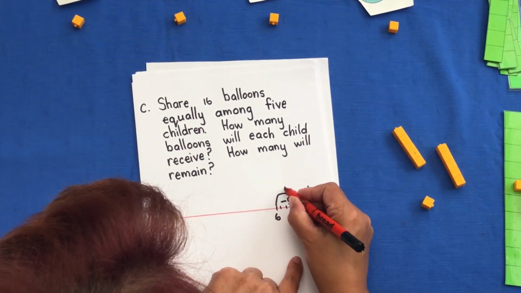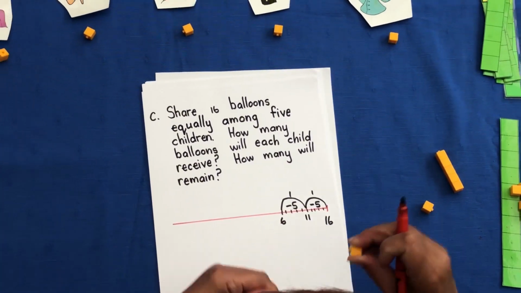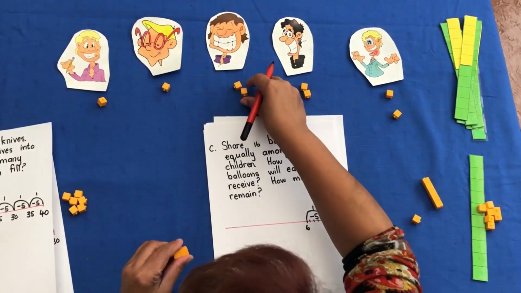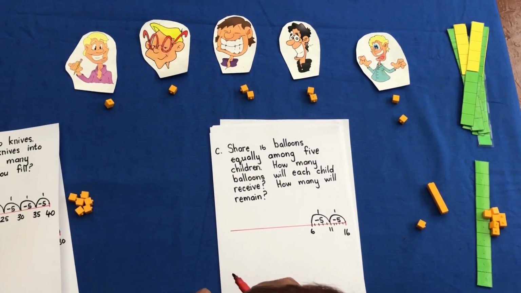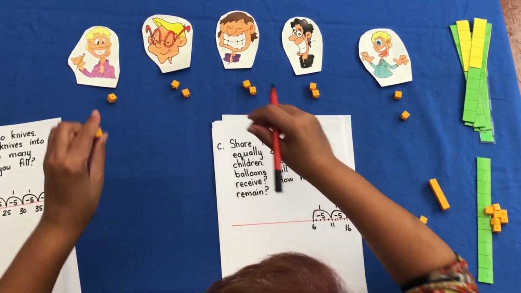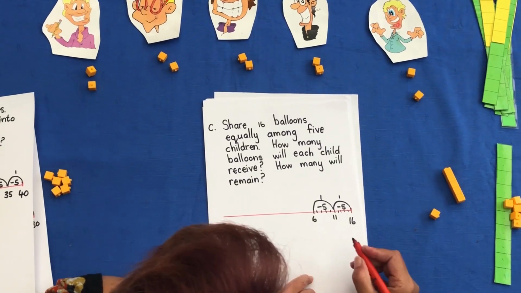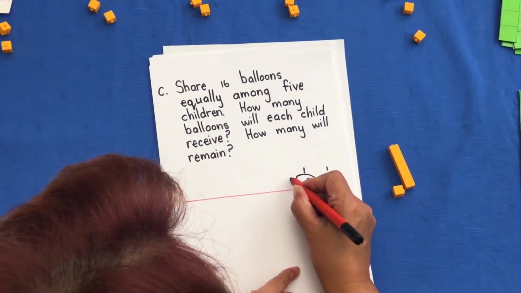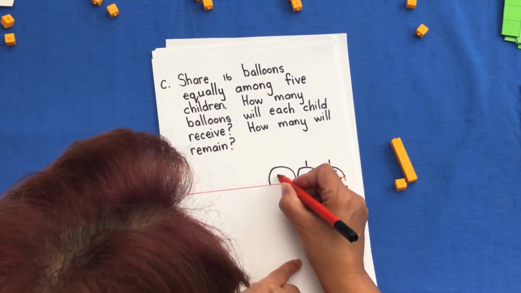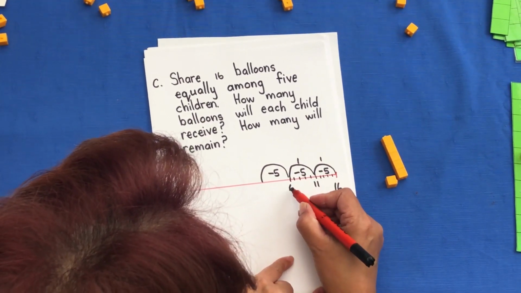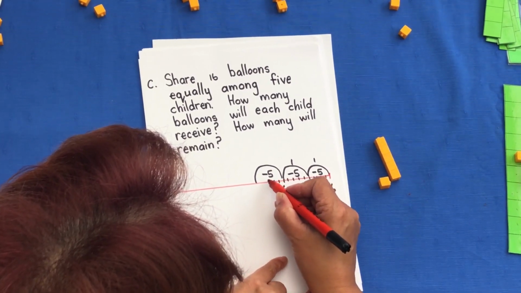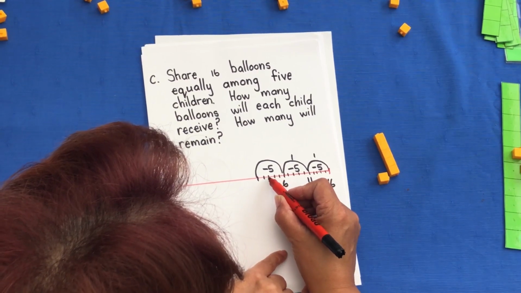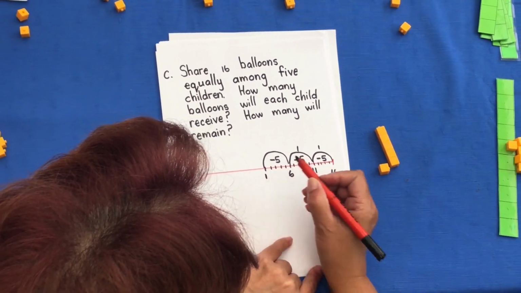So I take away another 5. And I'm going to give each child 1. 1 for you. 1 for you, Smiley. 1 for you, Big Eyes. Okay, and 1 for you. I have 6 left. There's my 6. Take away another 5. 6. 1, 2, 3, 4, 5. Let's see, 6, 5, 4, 3, 2, 1. I have 1 left.